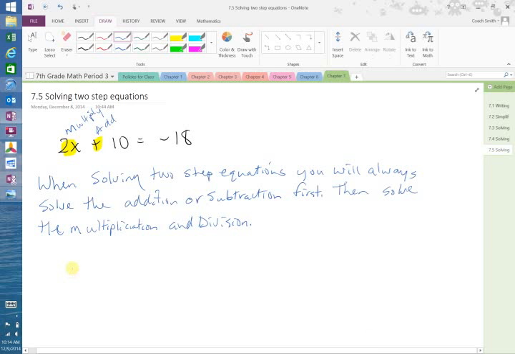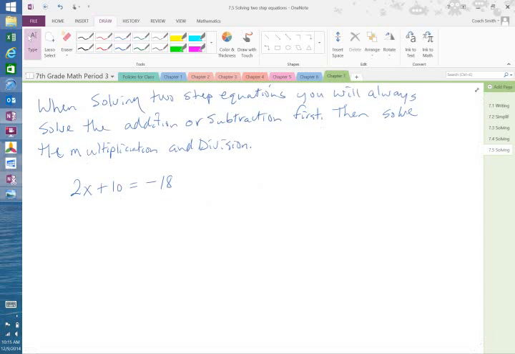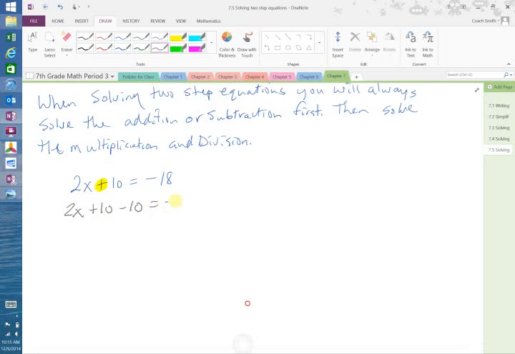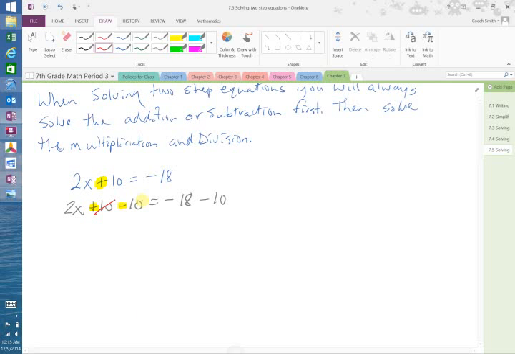Okay, so on this one, 2x plus 10 equal negative 18. Okay, the addition we have to do the inverse of. So we have 2x plus 10 minus 10 equals negative 18 minus 10. Okay, so here's the addition, here's the inverse of the addition. Those two things cancel each other out.